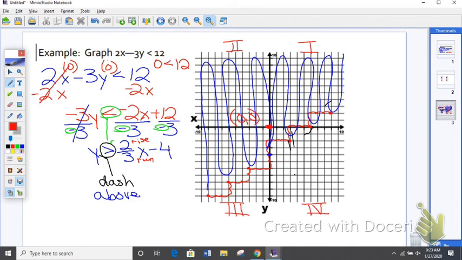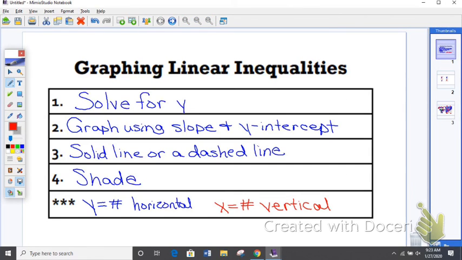So what we're going to be doing today is using those steps that we wrote in the beginning, using those steps, solve for y, graph using our slope and our y-intercept. New things to think about is that solid or dashed line and the shading above or below. And then those 2 special cases. You will see some of those on your assignment.